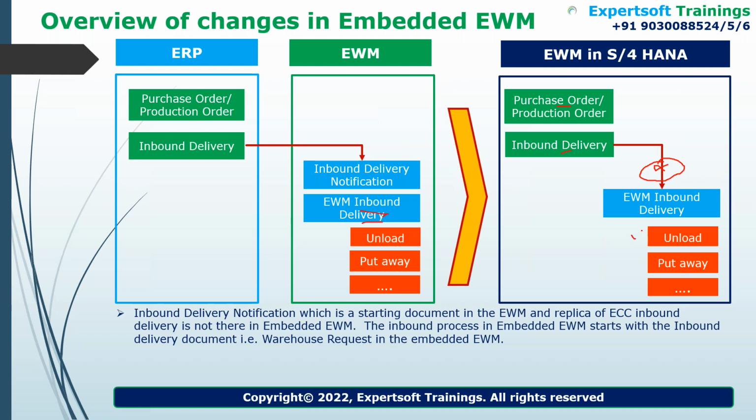Afterwards, you can do unloading of that delivery and do a put away, and the goods receipt will get updated here. Once you do a goods receipt, it will update back to your ERP inbound delivery, saying that the goods receipt has been completed. This will also further update your purchase order history with the material document and accounting document. That's what is written over here.